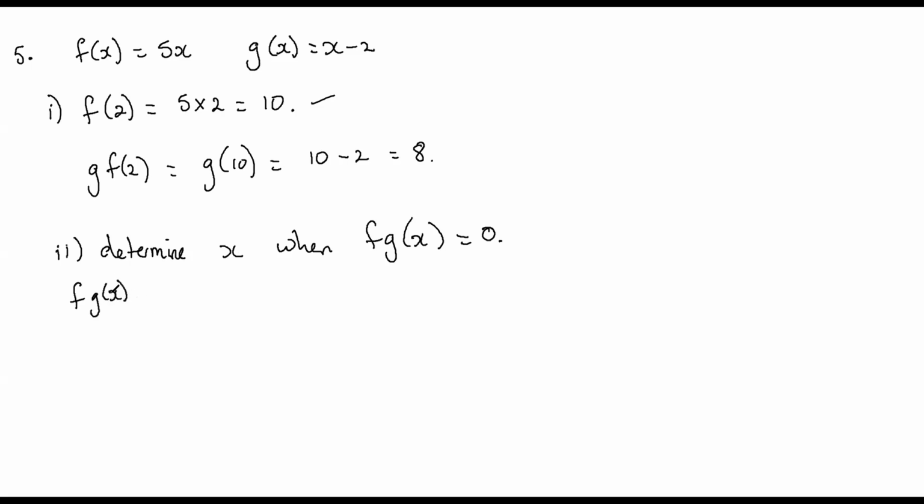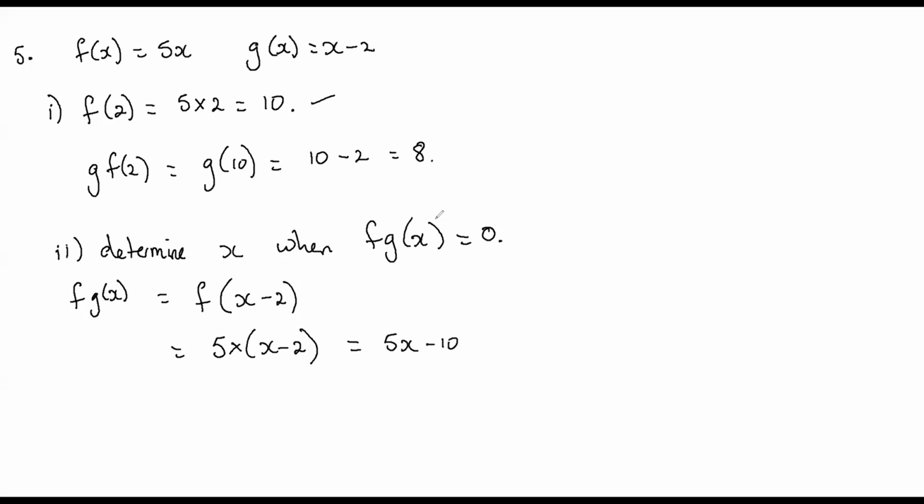f of g of x. And what is f? What is g? g is x minus 2. Great. So then, what will f of x minus 2 become? f of x minus 2 will become 5 in brackets x minus 2. Expand that, what will we get? 5x minus 10.